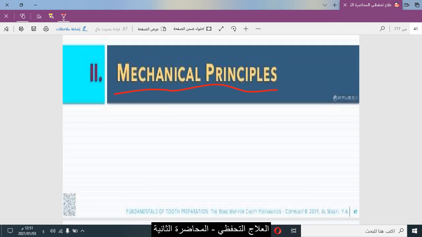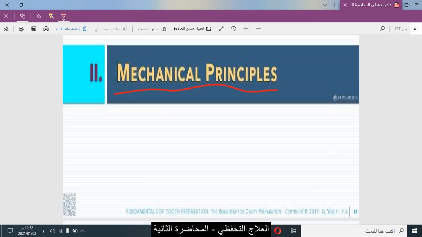Now we enter the next principle or fundamental of tooth preparation, which is the mechanical principle. The mechanical principle is the force related principle. We know that the tooth is subjected to 3 types of forces: compressive forces, which are downward forces; tensile forces, which are downward and outward forces; and shear forces, which are sideways forces.